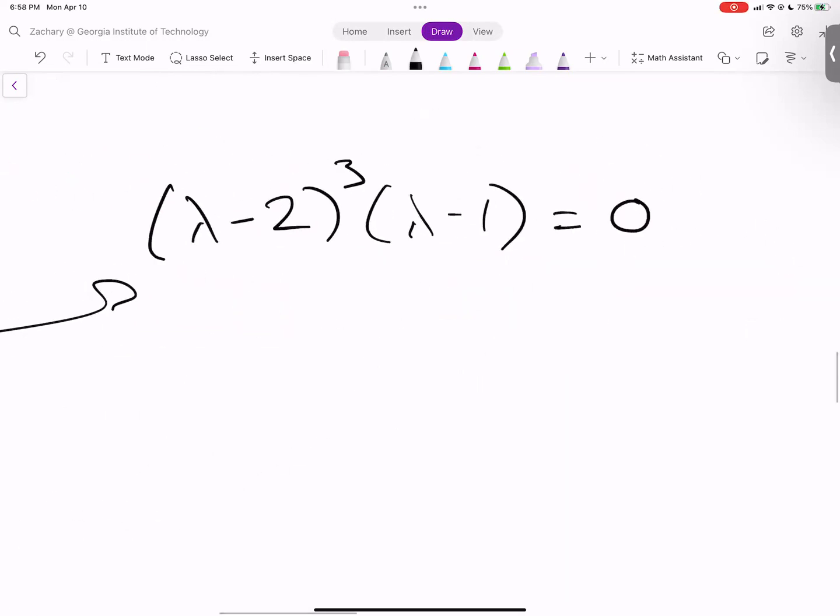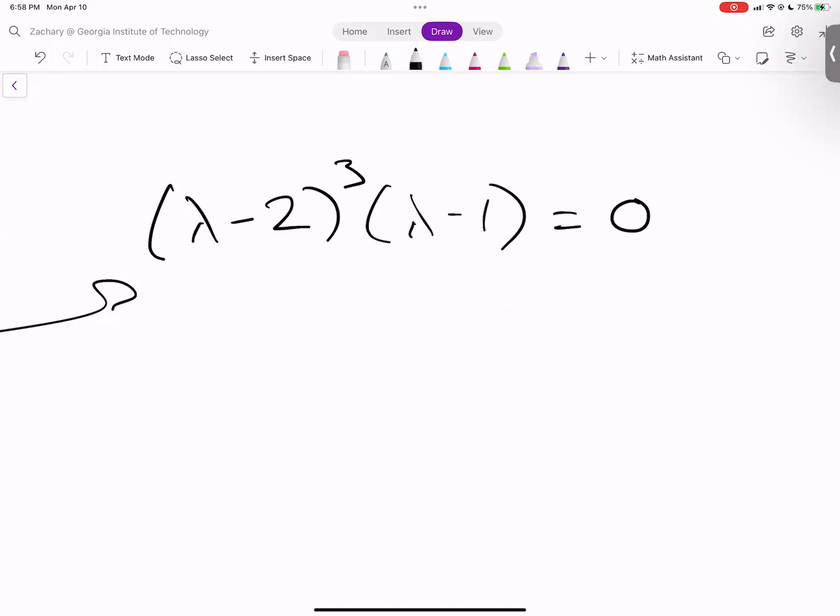equals 0. This is just some example matrix. So what this means is we have a lambda equals 2, and we have a lambda equals 1. Those are our eigenvalues. But this one pops up 3 times. That power is our algebraic multiplicity. Algebra talks about numbers. Geometry talks about space or vectors. That's the big distinction between the two. Algebra, numbers; geometry, vectors.